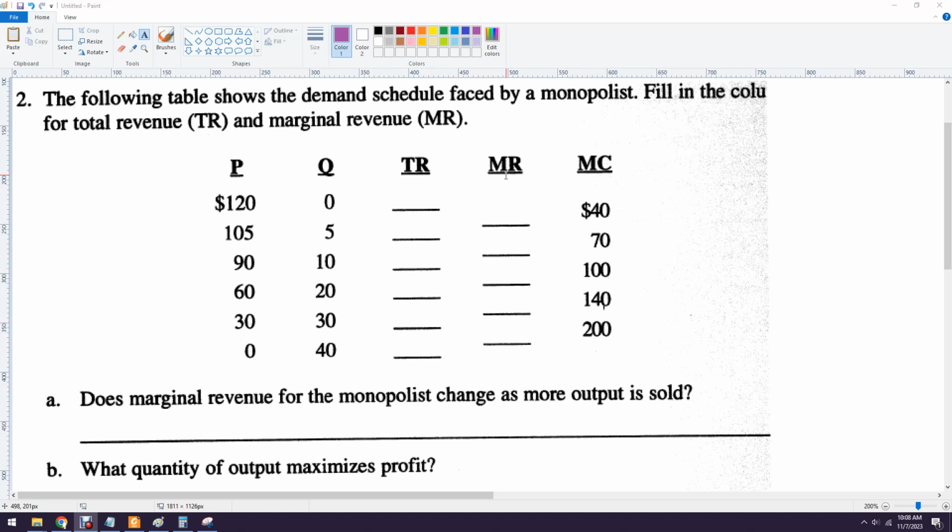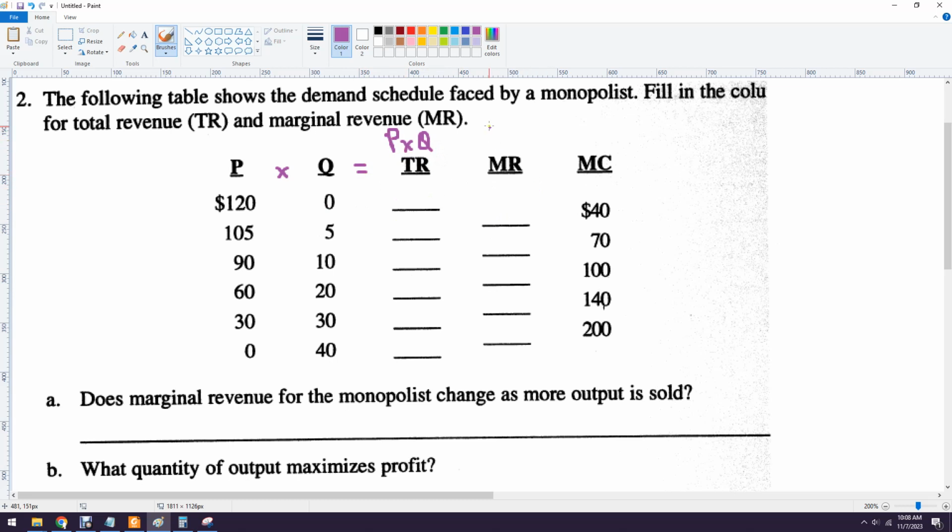MR is marginal revenue. So anytime you see M in a micro class, it means marginal, it means additional. Total revenue is found pretty easily. It's just price times quantity is going to equal total revenue. So price times quantity. Okay, so we're going to fill this in.